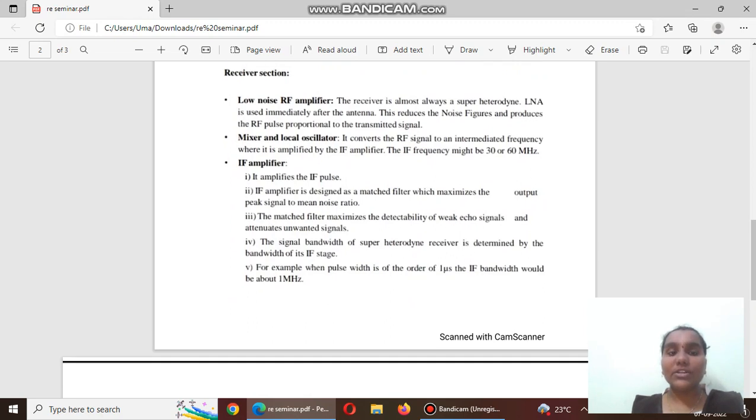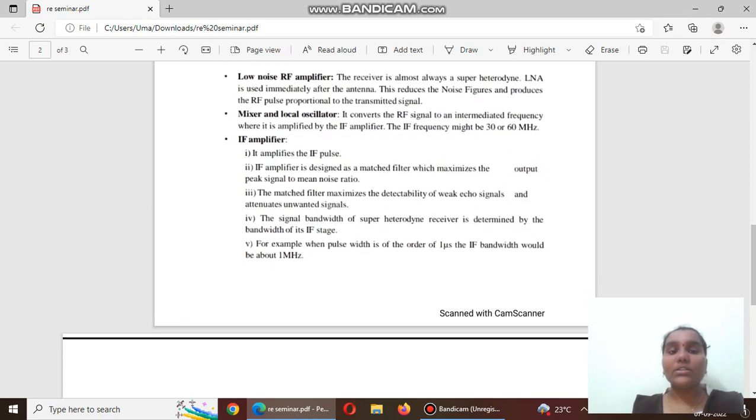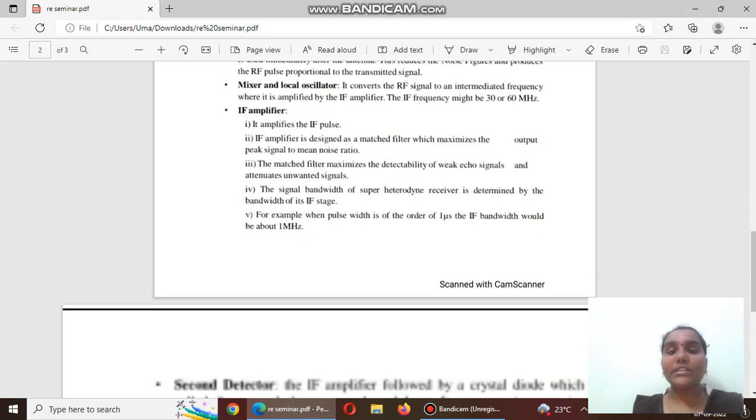So coming to the receiver section, in the receiver section we have the low noise RF amplifier. The receiver is almost always a superheterodyne, so it is used immediately after the antenna. This low noise RF amplifier is used to reduce the noise figure and produces the RF pulse proportional to the transmitted signal. Coming to the mixer and local oscillator, it converts the RF signal to the intermediate frequency, where it is amplified by the IF amplifier. The IF frequency should be between 30 and 60 megahertz.